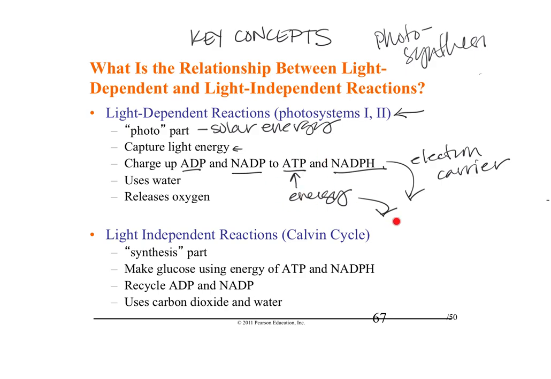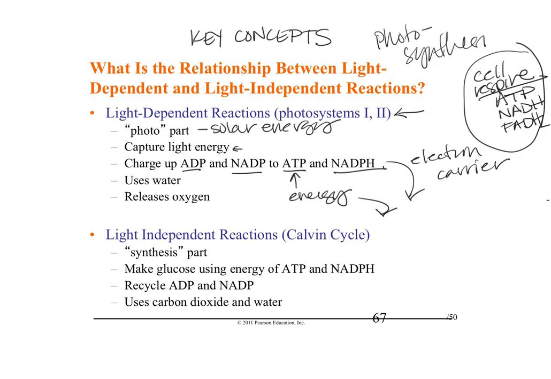The ATP we make goes right into light independent reactions. It can't be used for other stuff. Let's not confuse this with cell respiration. In cell respiration, yes, we make ATP. We also use NAD to NADH and FAD to FADH2 to reduce it. These are cell respiration. This one is photosynthesis. Same idea, electron carrier and ATP, energy, goes into the light independent reaction.